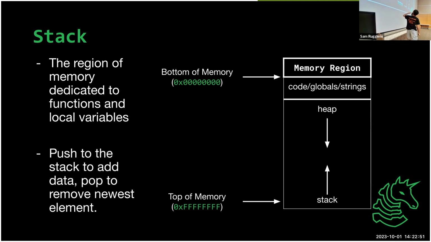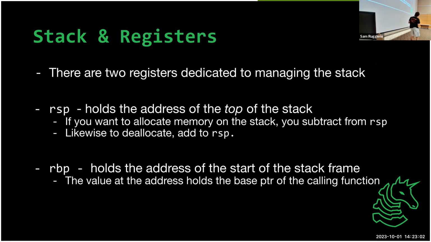Usually you push to the stack to add data and pop from the stack to remove data. The stack starts at a very high address, so allocating stack is decrementing the stack pointer. As I mentioned before, there are two registers for managing the stack. We have RSP, which acts as the pointer to the top of our stack. Whenever you call push or pop instructions, this will decrement or increment RSP.